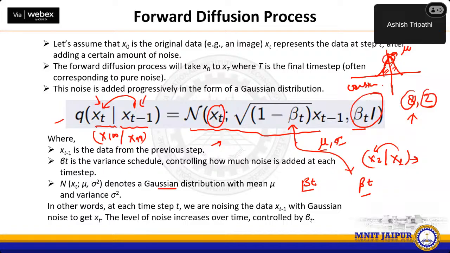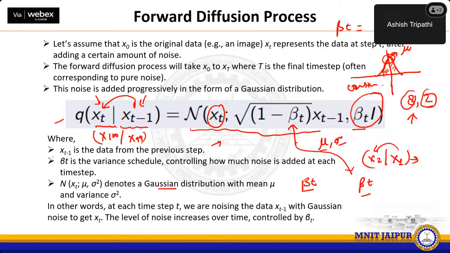We have two choices: either keep this beta t constant or vary the value of beta t over the course of the iterations. For example, if the value of beta t is constant, that means in each step we are adding the same amount of noise. However, if the value of beta t is not constant, that means in each step we are varying the amount of noise in order to corrupt the image.